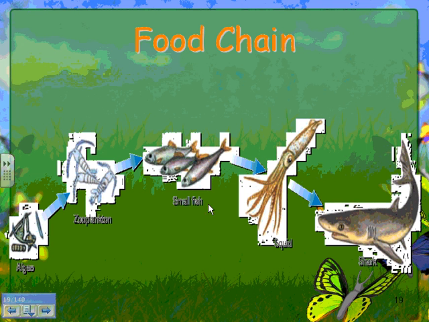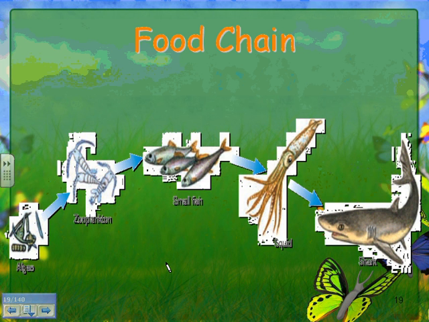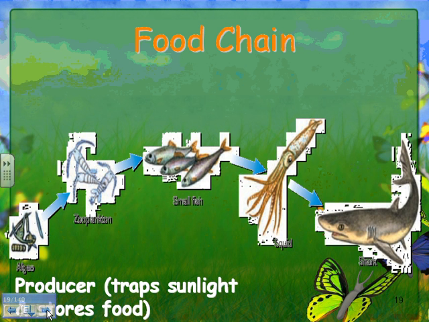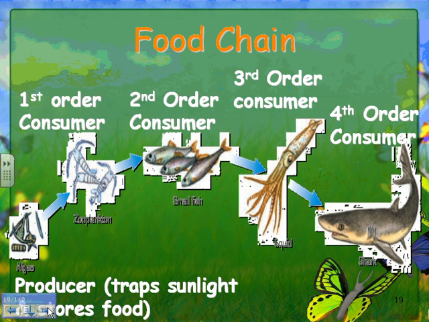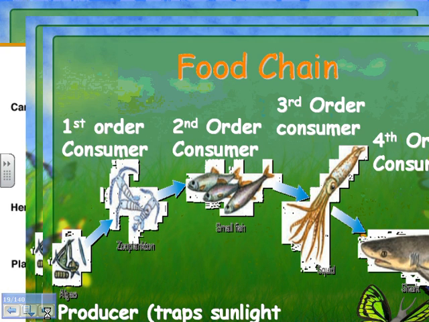So here's another food chain that I just wanted to show you because it shows the food chain that occurs aquatically. Aquatic means water, and in that case the producers would be algae. And then the first order consumers are zooplankton, and then you've got small fish, squid, and sharks. So the producer traps the sunlight to store food, and then here's your first order consumer. Second order consumer are the fish, the squid is the third order, and the shark is the fourth order. So if the shark ate the small fish, it would be both a fourth order and a third order consumer.